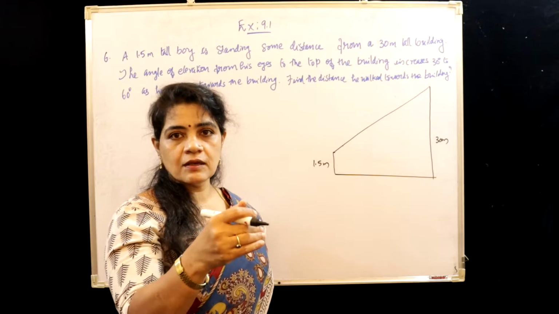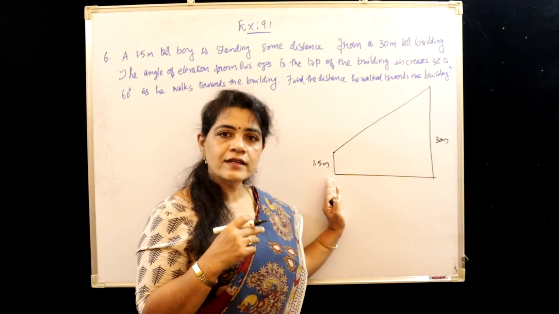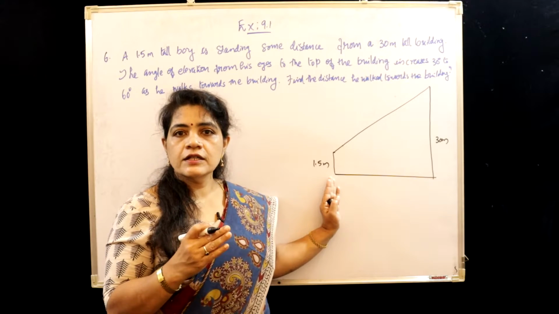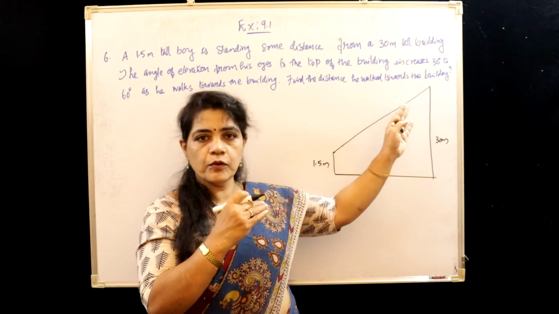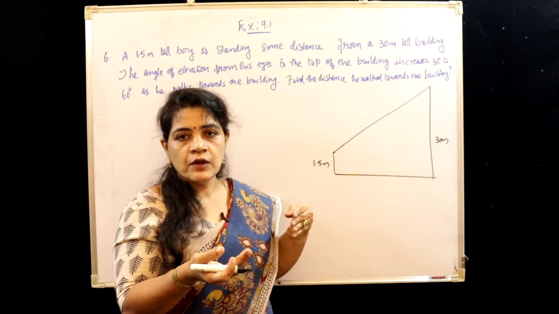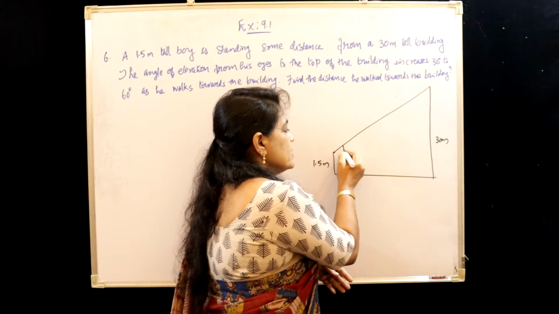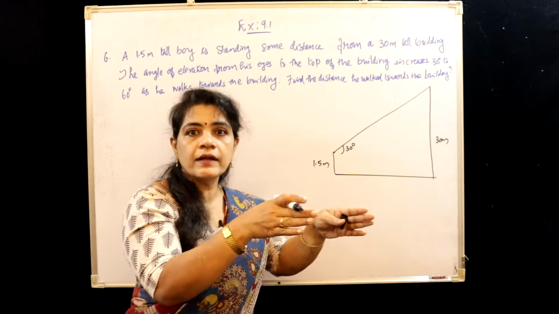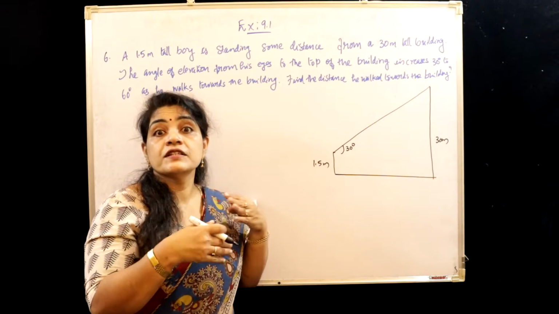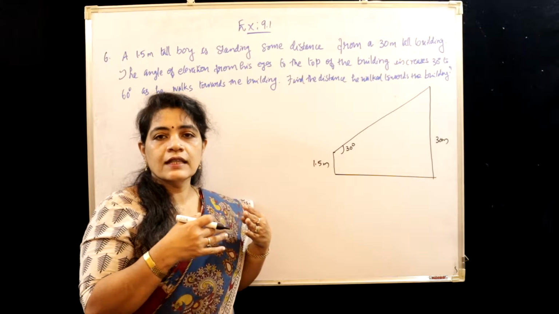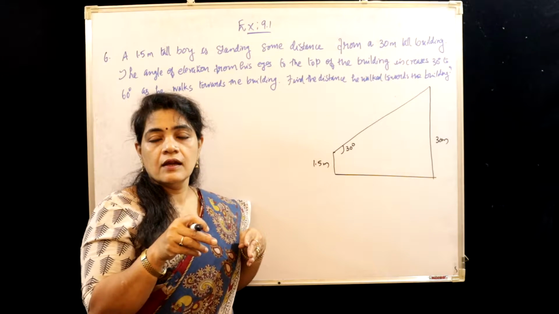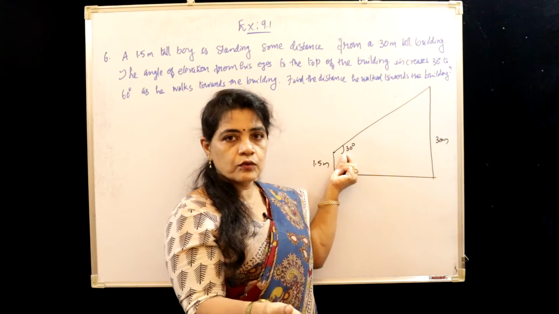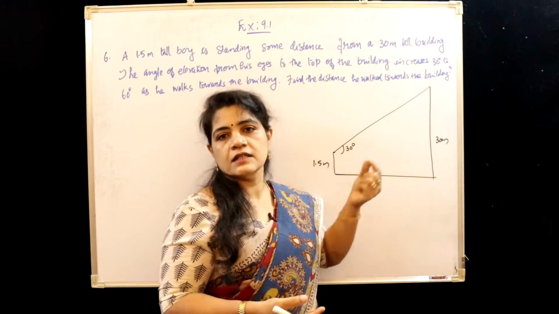moves towards the building. Now the position of the boy is here, and at present that angle of elevation from his eyes to the top of the building is 30 degrees. That means this angle of elevation is 30 degrees. As he moves towards the building, that angle of elevation increases. Then that is given as 60 degrees. And we have to find out the distance he moved from 30 degrees to 60 degrees.